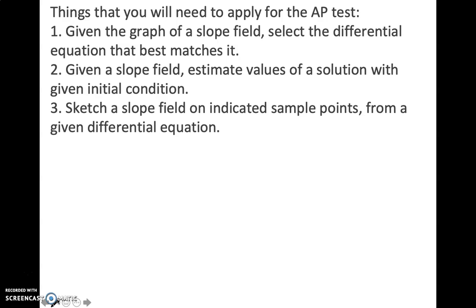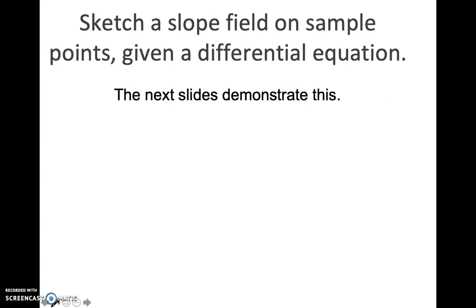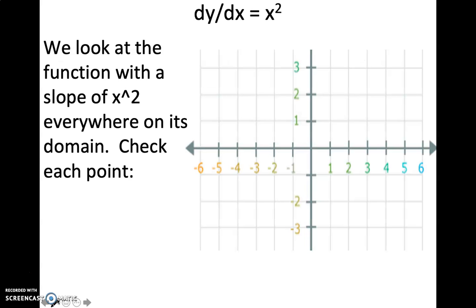The thing we're going to start with, we're actually going in reverse order here, is to sketch a slope field first to show you what it looks like. I'm going to give you a differential equation, and we're going to sketch that slope field. Again, this is the part of the PowerPoint where we do that. So here's the first thing that we're going to look at. I give you the original equation, dy over dx equals x squared. So I'm saying the slope is x squared.